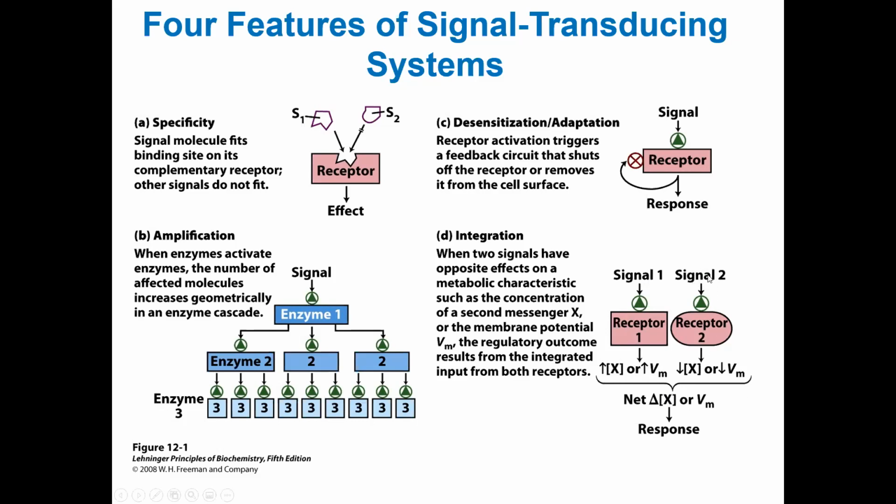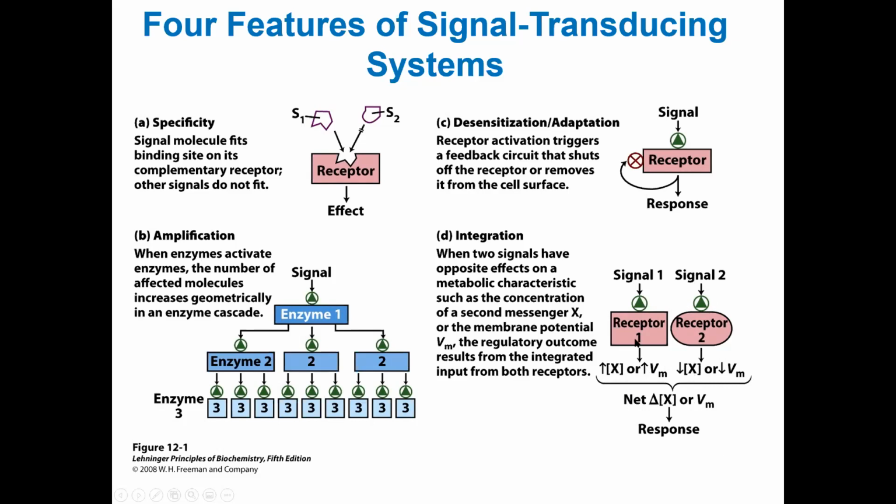On the other hand, when signal 2 binds to the receptor 2, its own receptor, the net output of that signaling cascade is that it decreases both the concentration of X and Vm. Okay. So when both signal 1 and signal 2 molecules bind to their respective receptors, the net outcome is just the algebraic sum of the two outputs.